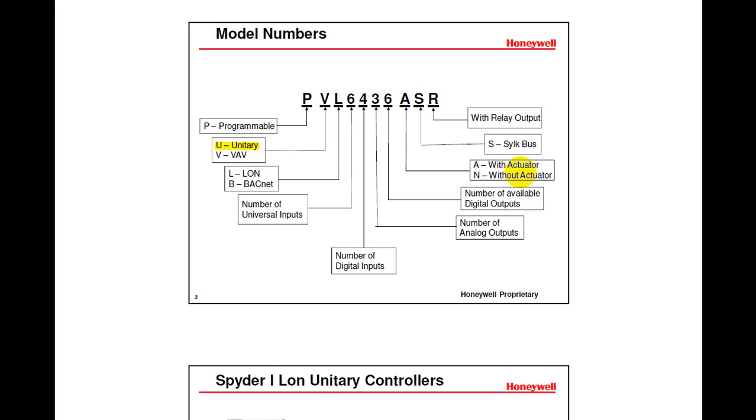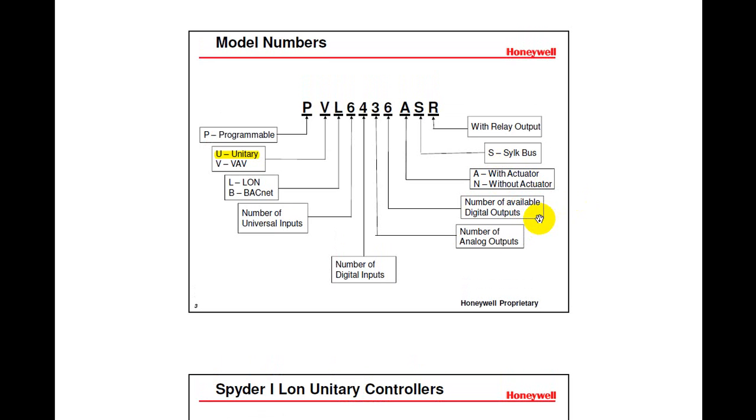So next is A. A is with actuator parts. This is Vector 3.8. We have to train on it before as well. So everybody has a, see this actuator.